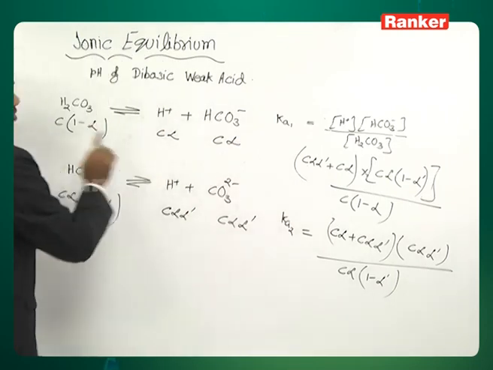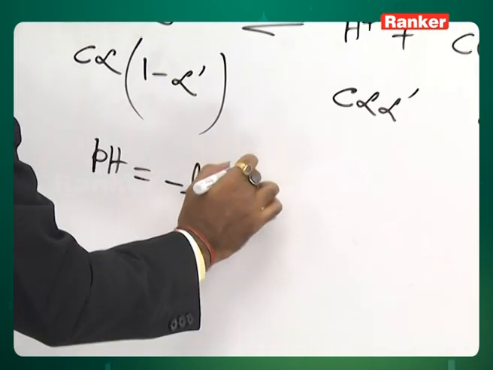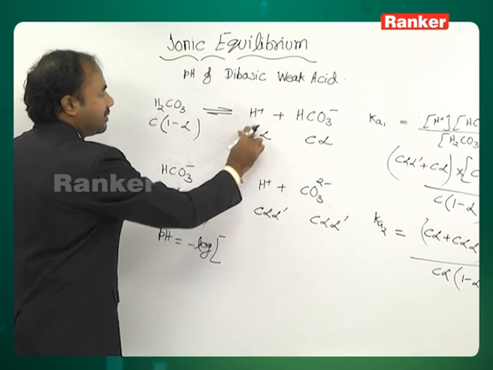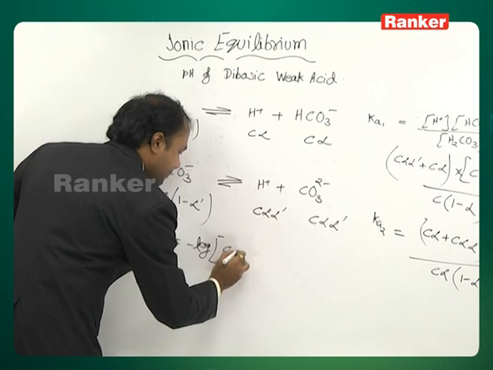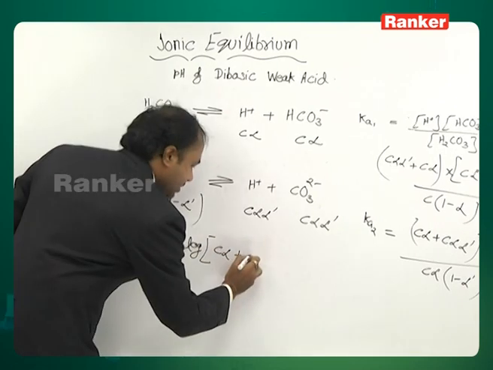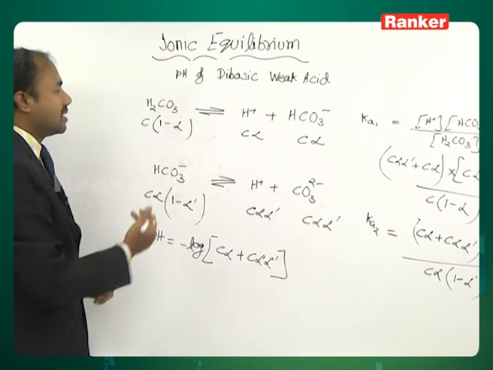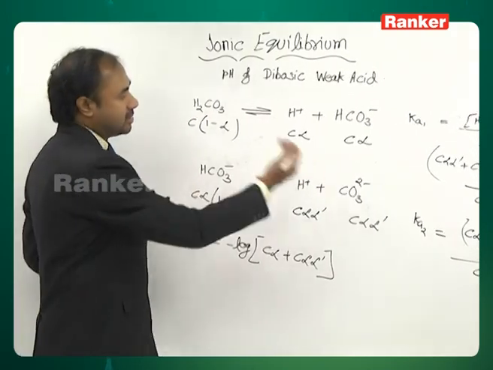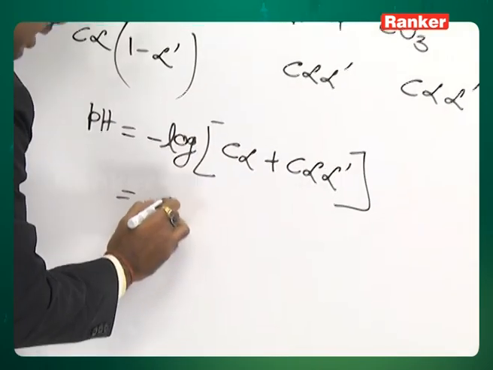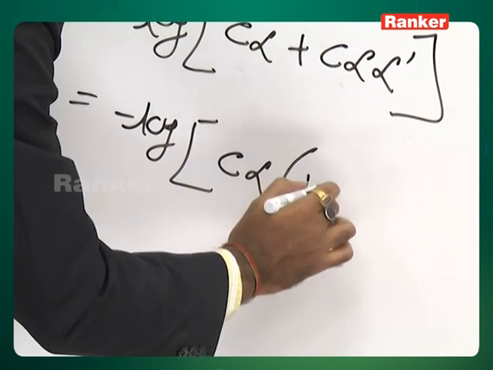Now, the pH of the solution will be minus log of the total H+ ion concentration, which will be the H+ ion concentration coming from the first dissociation, which is C alpha, plus the H+ ion concentration coming from the second dissociation, which is C alpha alpha dash. Right? I'll tell you how to take approximations here. That also we'll discuss. Otherwise, this becomes very fearsome. Now, we put it equal to minus log. We take C alpha as common, and we get 1 plus alpha dash.